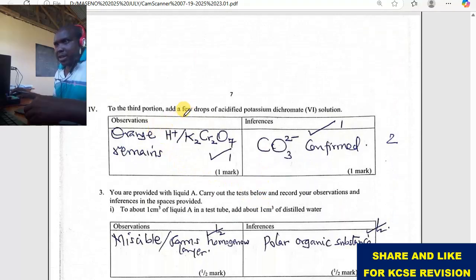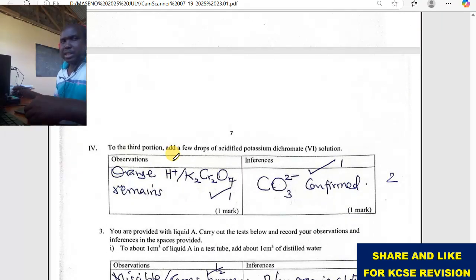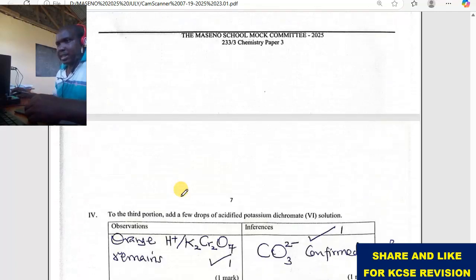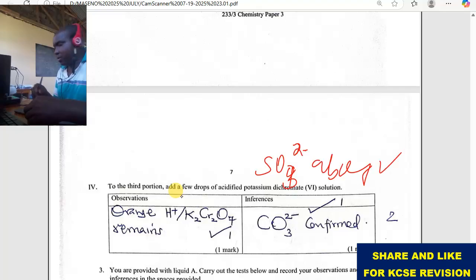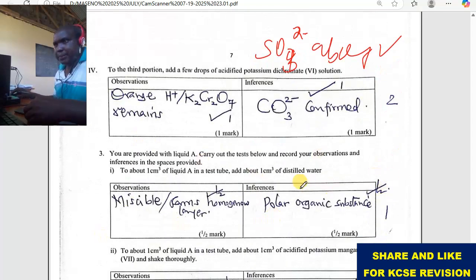To the third portion, add a few drops of acidified potassium dichromate 6. Orange acidified potassium dichromate remains orange. If it remains orange, then it means it is the carbonate that is present. But if the orange color changes to green, then a sulfite could be present. For now, it is the carbonate which is confirmed, because a carbonate cannot change this one. So you don't need to tell us that the sulfite is absent. You need to tell us what is present. So it is confirmed that the carbonate was present.